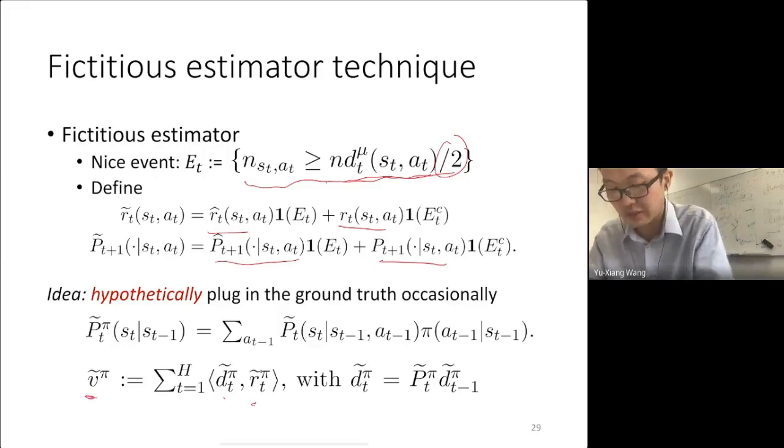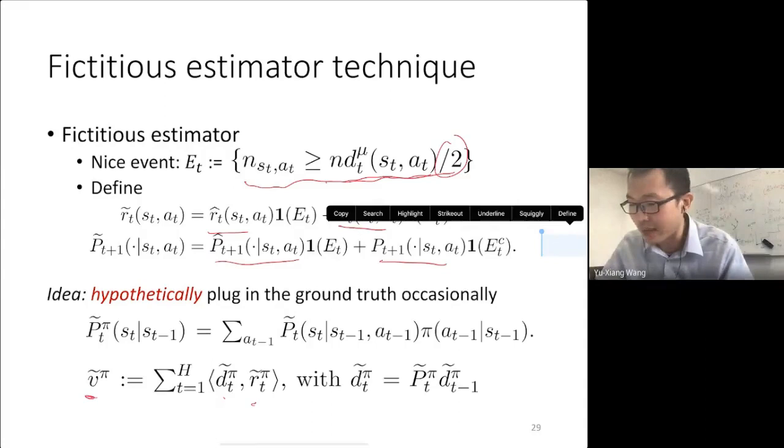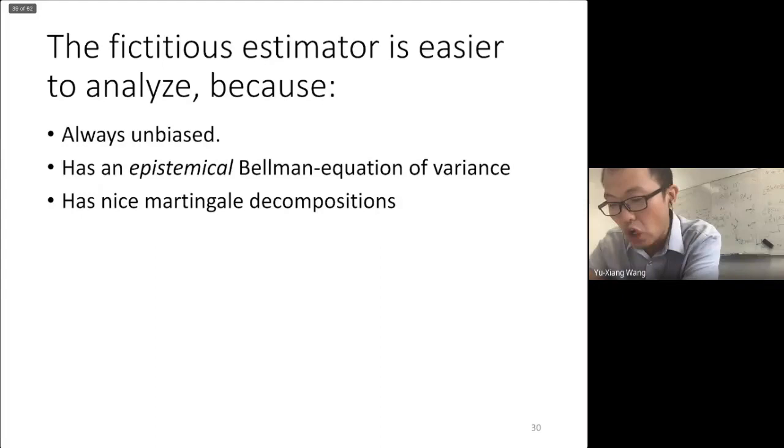So what's the advantage of that relative to directly working with the plugin estimator? First of all, this n can be zero with non-zero probability, so you have to somehow deal with it. This is just saying that you need something stronger to get to the better rate. The fictitious estimator allows us to show that whenever you are working with this, it's always unbiased. So you only have to worry about the variance. There's an empirical version of the Bellman equation of variance here that decomposes over the number of trajectories. There's also a nice martingale decomposition of this and of the corresponding error that allows you to apply concentration.